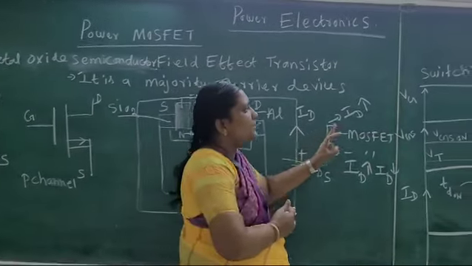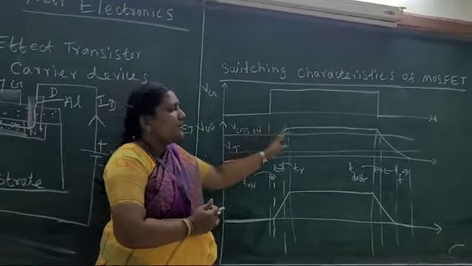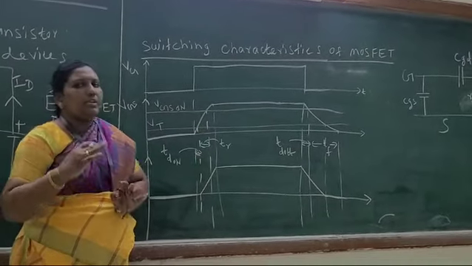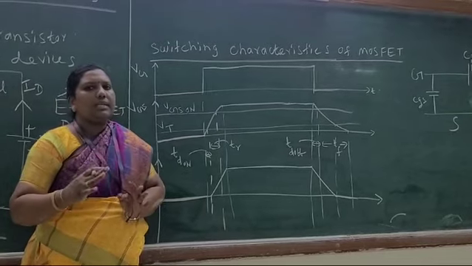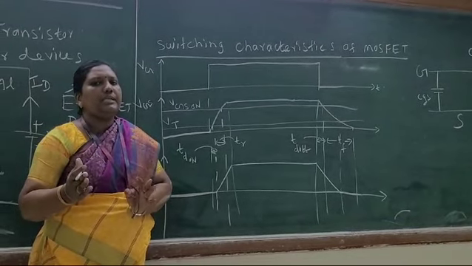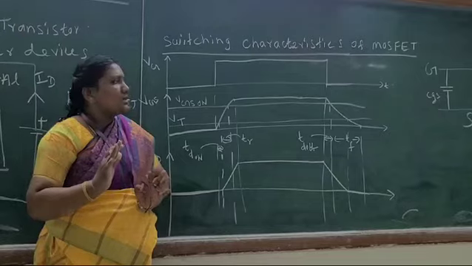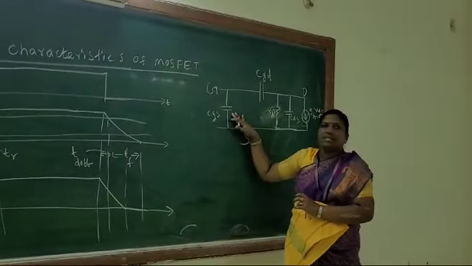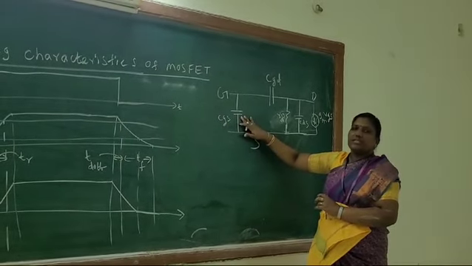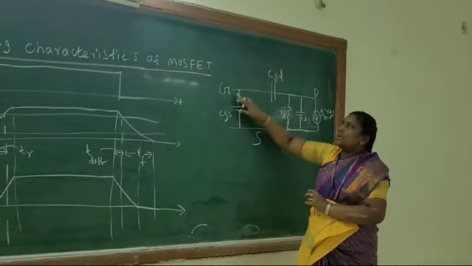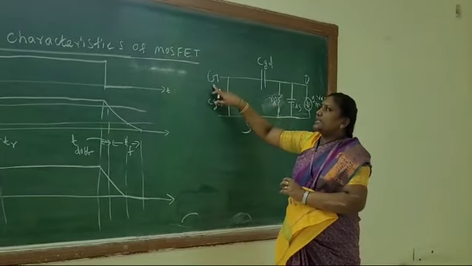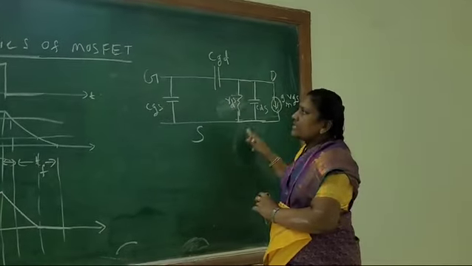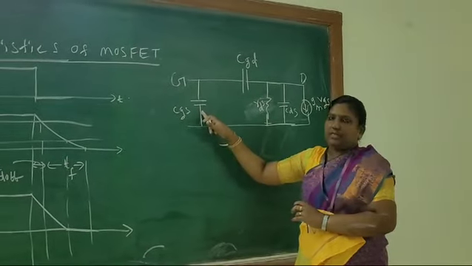Now we will move to the switching characteristics of the power MOSFET. Actually, when your switch is turned on, in the case of semiconductors, it won't immediately turn on and off because of the internal capacitances between the terminals. This is otherwise called the parasitic capacitance. We know that the terminals are gate, drain and source. These are the terminals of the MOSFET.